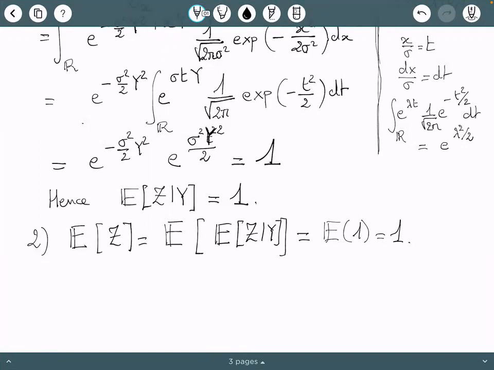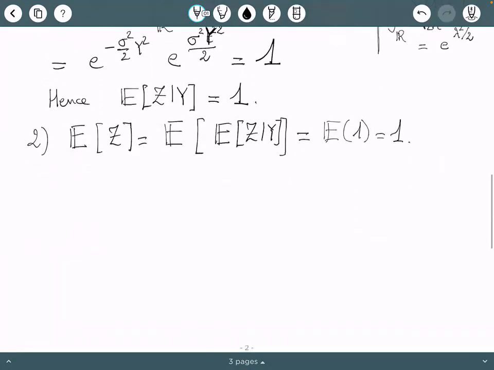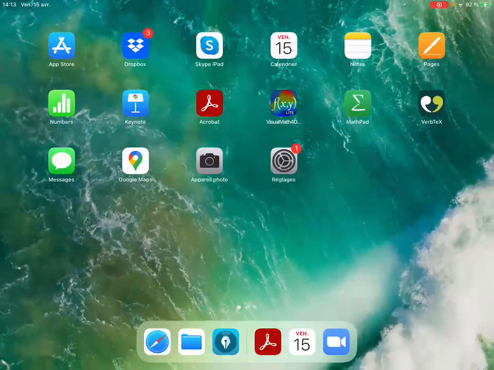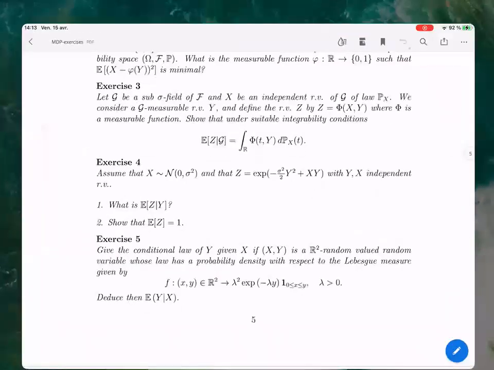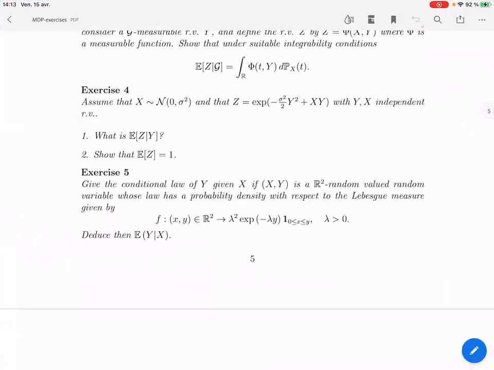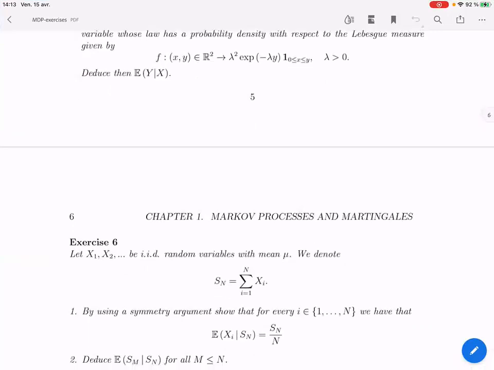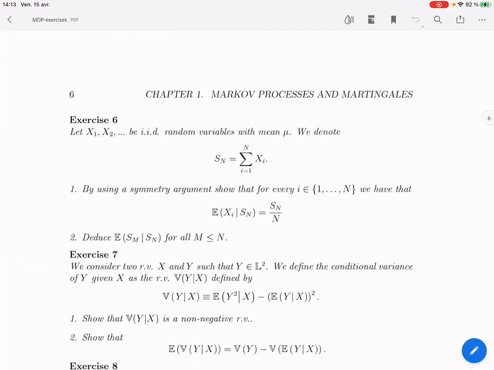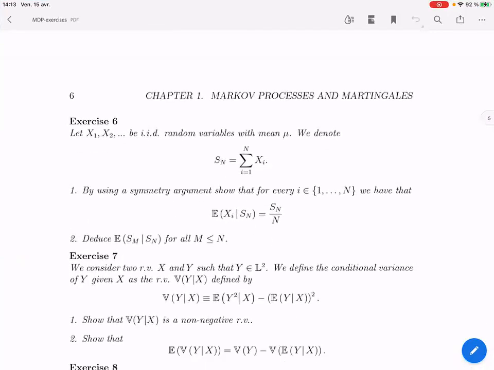Okay, good. So let me continue. In principle, this kind of thing you should more or less know how to do, since you have seen it in your previous courses. But I prefer to be sure that everything is clear now, because later we'll use conditional expectations several times, so it has to be completely clear.